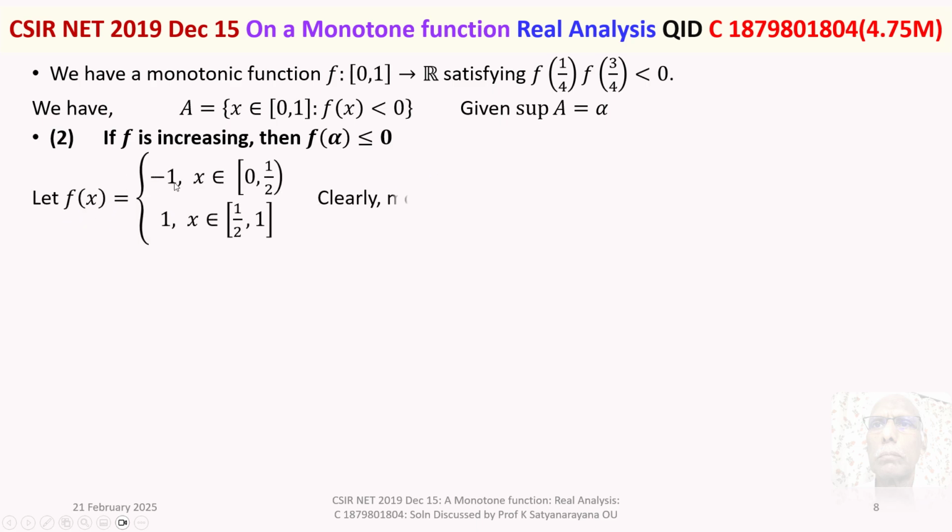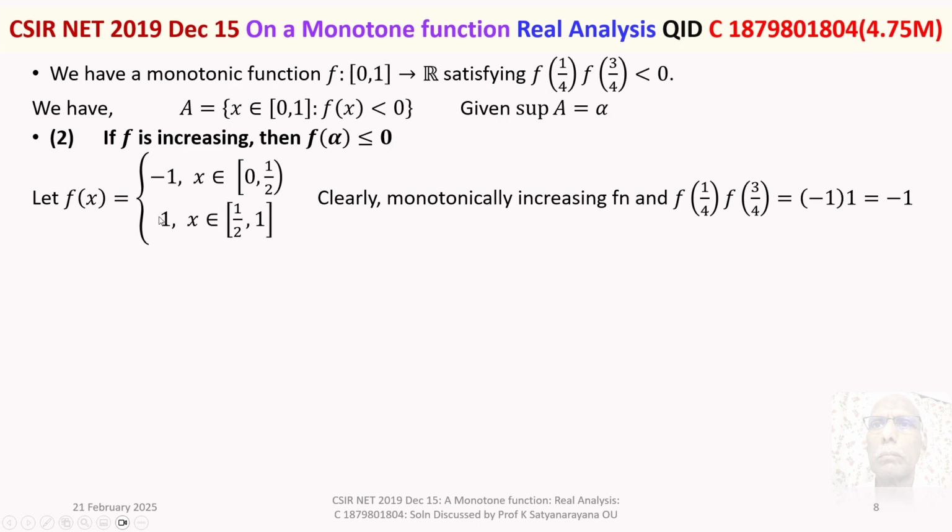Let f of x be equal to minus 1 when x belongs to the semi-closed interval 0 to 1 by 2, closed at 0 and open at 1 by 2. And it is equal to 1 when x belongs to the closed interval 1 by 2 to 1. And note down that there is a jump at 1 by 2. So it's monotonic, and we are not assuming anything else. This is the example we are considering.